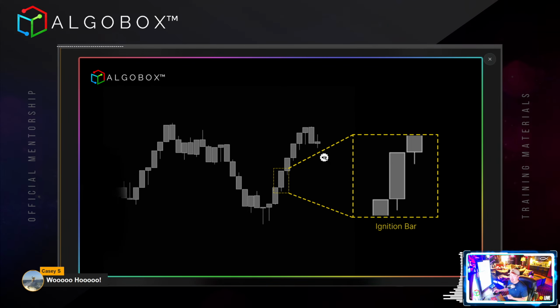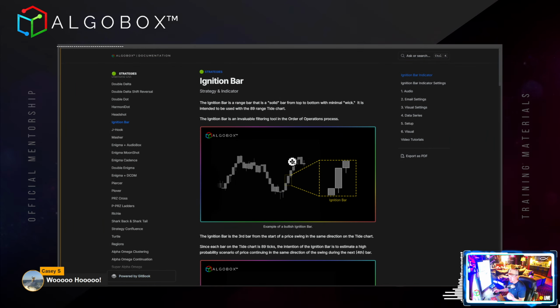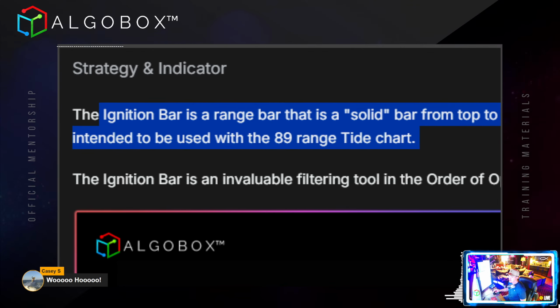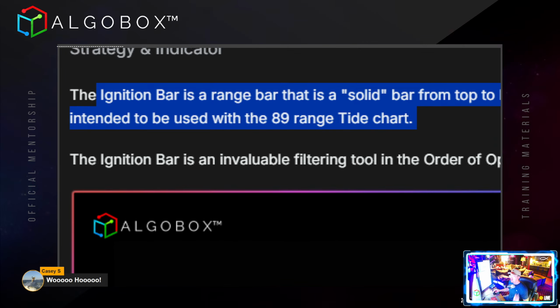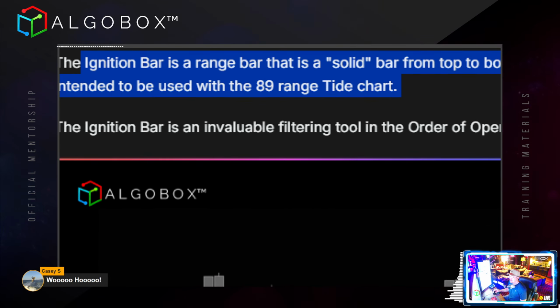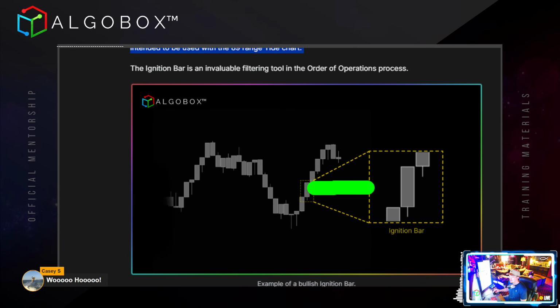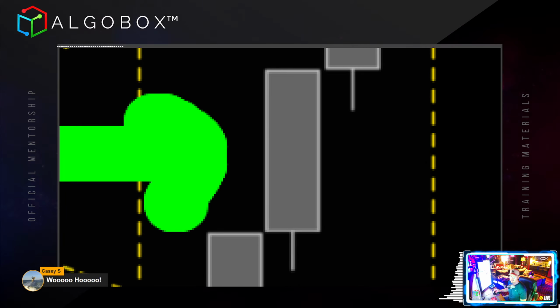If I see an ignition bar, I do not want to trade against an ignition bar. That's it. If you write that down, that is the majority of what you need to know about the ignition bar. That is a solid bar from top to bottom with minimal wick. It is intended to be used with the 89 range tide chart. The ignition bar is an invaluable filtering tool in the order of operations process. If you see one of these right there, we do not want to ignore that.